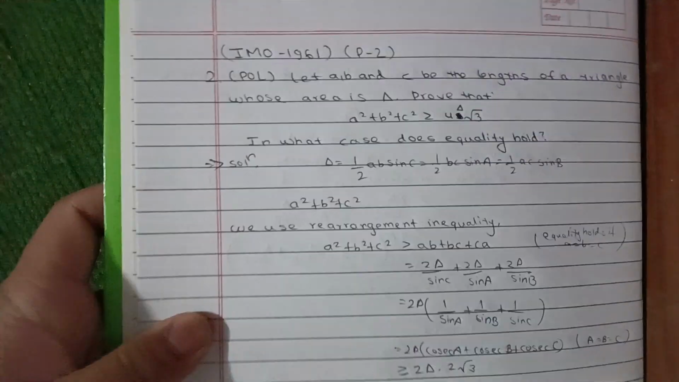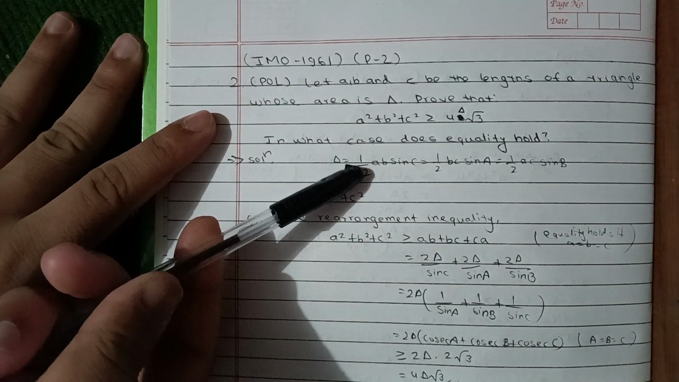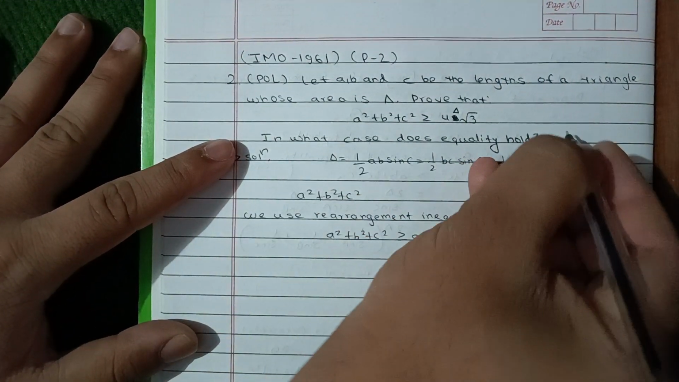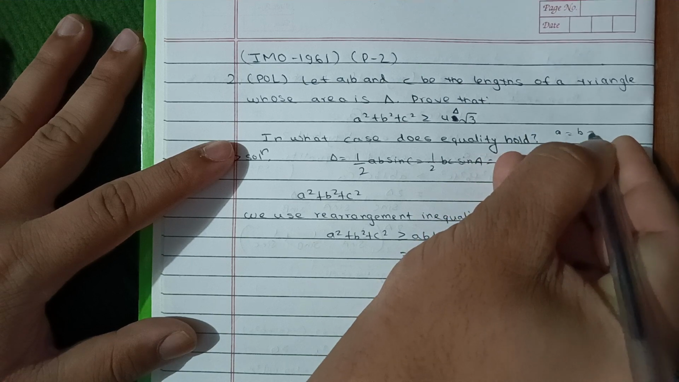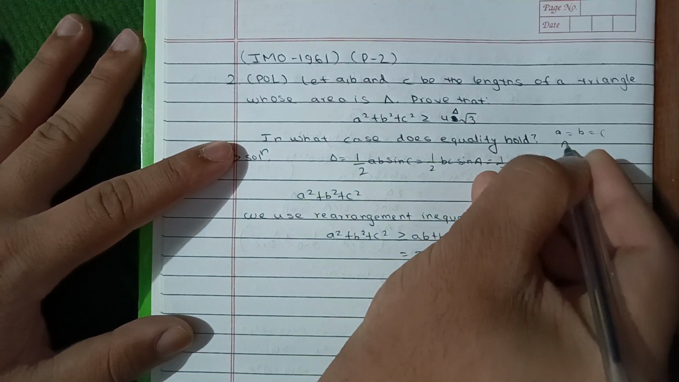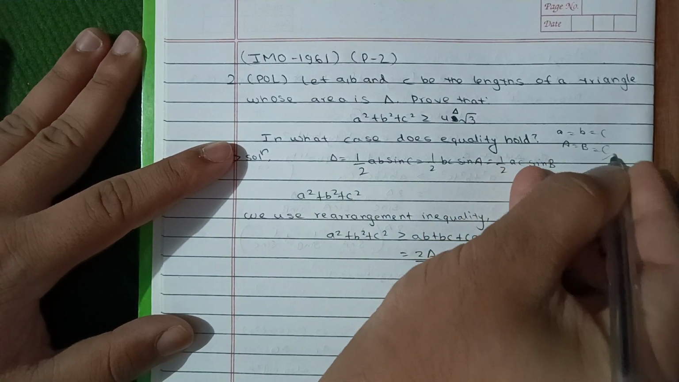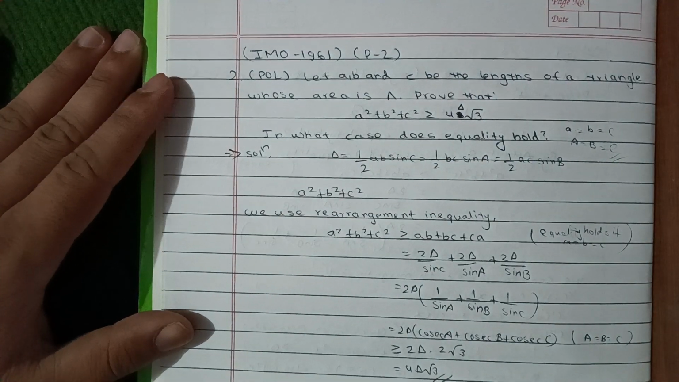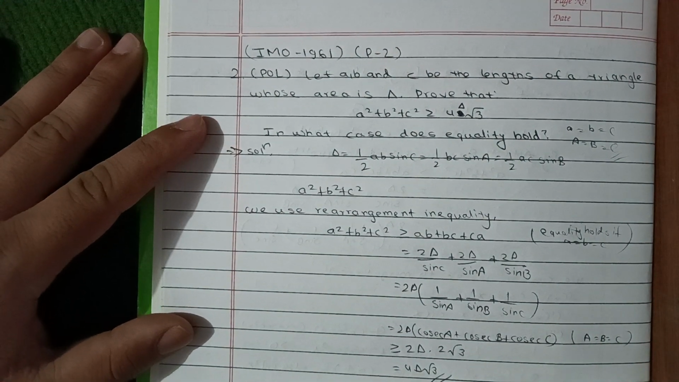And our last question is, in what case does the equality hold? The equality holds if A equals B equals C, or angle A equals angle B equals angle C. That is, if the triangle is equilateral. I hope you got the proof.